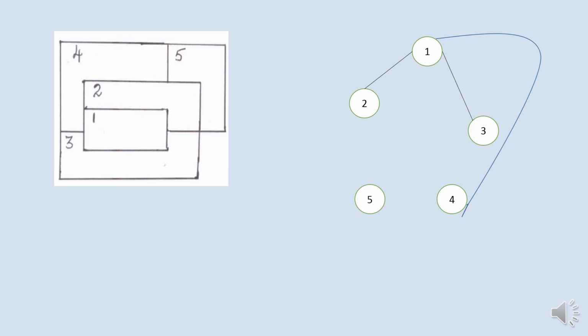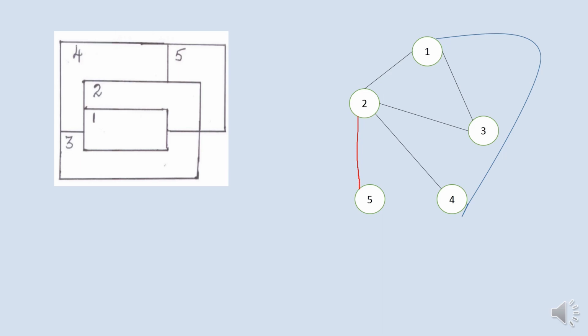Next, if you see 2, it is adjacent to 1, it is adjacent to 4 and it is adjacent to 5. So it should have edges with 1, 4 and 5. With 1 it is already there. Next with 3, with 4 and with 5, right now I will show it here. I'll be including it later.